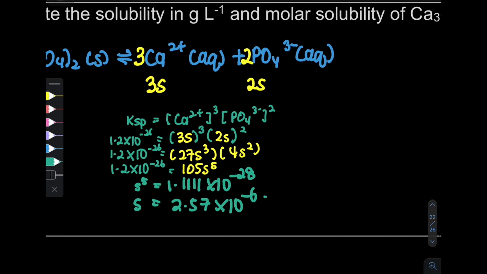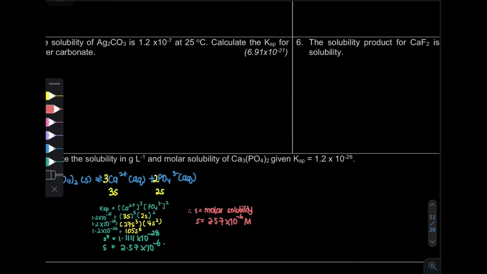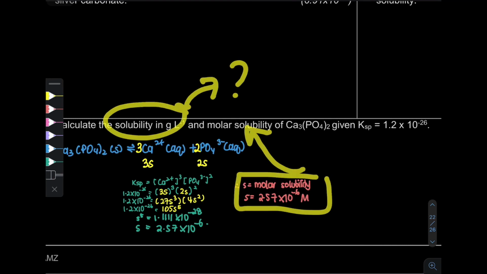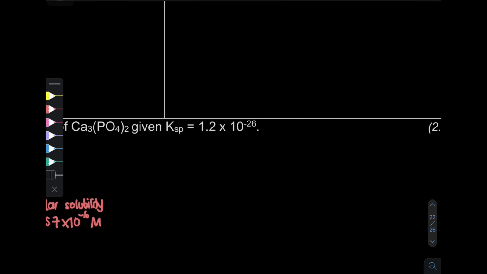So S ni apa value dia sebenarnya? What is S? Is it solubility gram per liter ke molar solubility? So I'm just gonna label S ni is actually our molar solubility. So unit dia adalah capital M. Okay, but then question ada minta lagi satu lagi. So how are we going to find out solubility if it's gram per liter? So I'm just going to write down solubility. The unit dia adalah gram per liter.